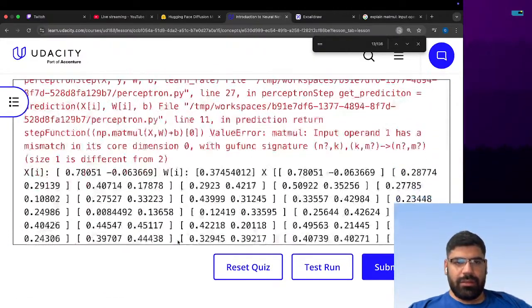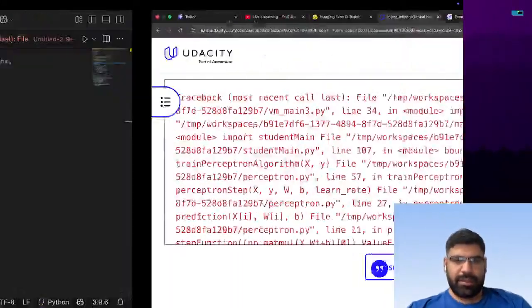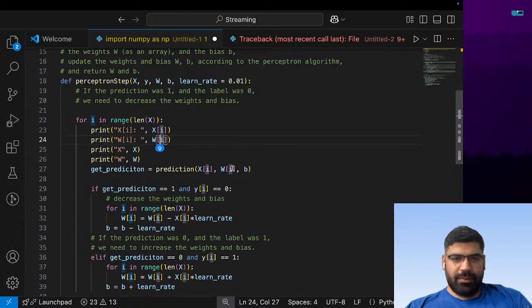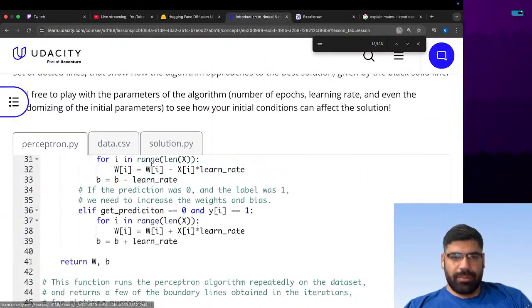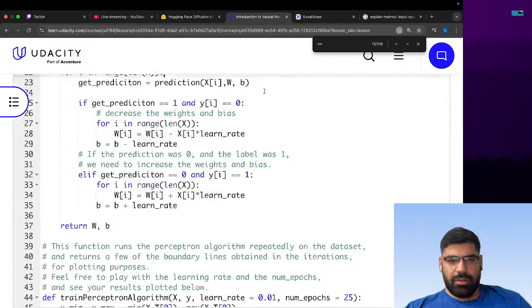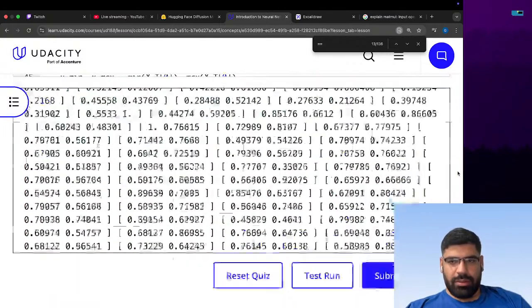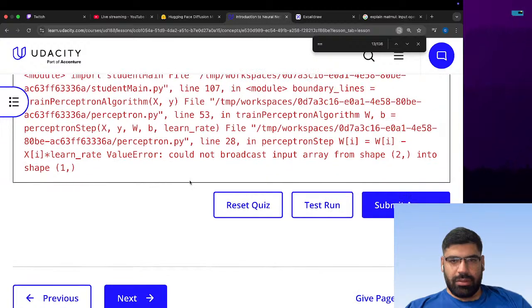Okay, we got a traceback error, but let's say xi is this. Oh, my bad. Now I see. We don't have to send wy and wi. I just have to send w. Got it. Print statements for life. Boom, boom, boom. Cannot broadcast input from shape into shape.